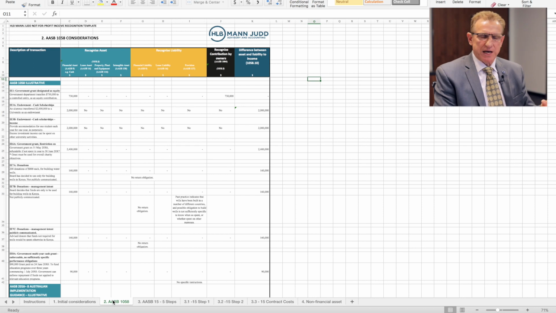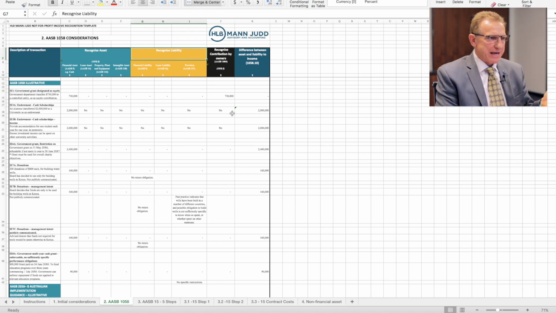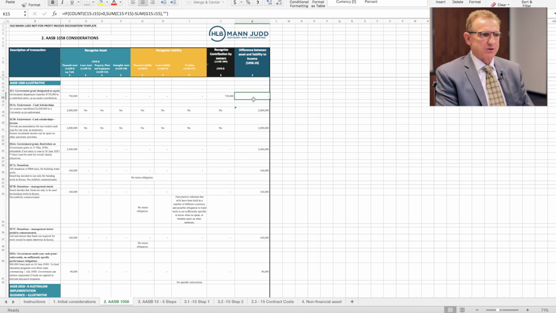Then we work out what sort of asset we've got. Is it cash? Is it a lease asset? Is it property, plant and equipment? Or is it an intangible asset? And you put that onto the schedule. And then you have to work out whether or not you're going to recognise a liability. Do you have a liability? That could be a financial liability, a lease liability, or a provision. Or is it a contribution by owners? And then any difference between your assets and your liabilities is recognised in income on day one.